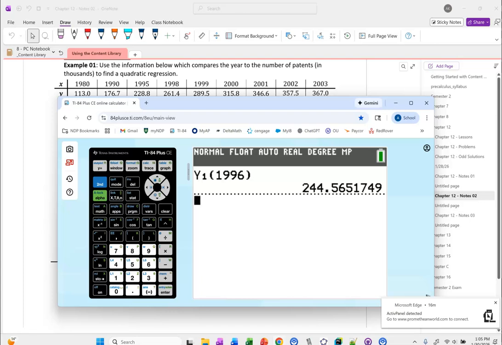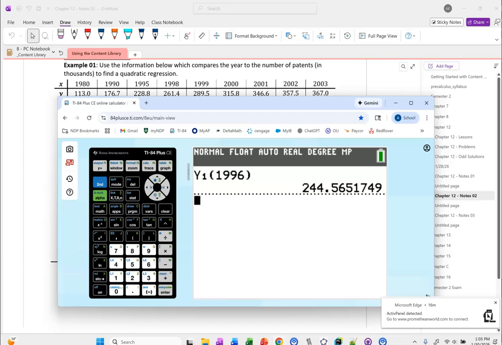Notice this would be the same result if you did 0.044 yada yada yada times 1996 squared plus negative 1.77 blah blah blah times 1996 plus blah blah blah, and you typed it in manually and pressed enter. You'll get basically the same number. The only reason it might be different is from rounding.